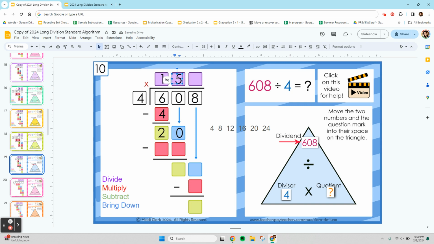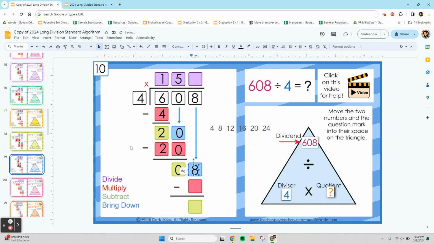Now we multiply it back down. 5 times 4 equals 20. Next step is to subtract. What is 20 minus 20? 0. What are we going to do next? We're going to bring down the 8.